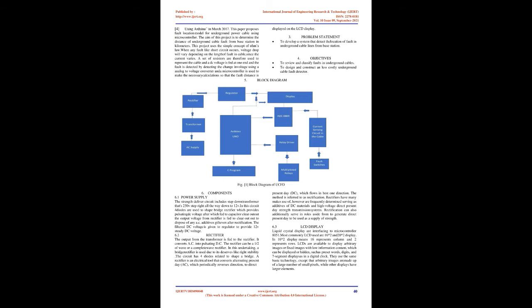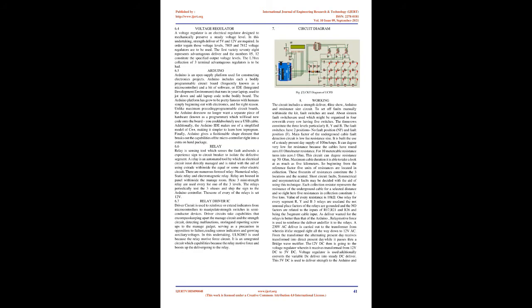When any fault like a short circuit occurs, the voltage drop will vary depending on the length of the fault in the cable, since the current varies. A set of resistors is therefore used to represent the cable, and a DC voltage is fed at one end, and the fault is detected by detecting the change in voltage using an analog to digital converter, and a microcontroller is used to make the necessary calculations so that the fault distance is displayed on the LCD display. Problem statement: to develop a system that detects the location of a fault in underground cable lines from the base station.